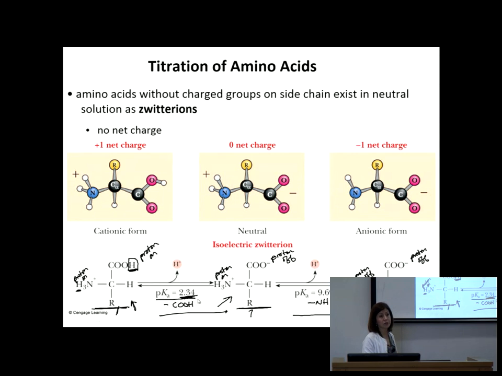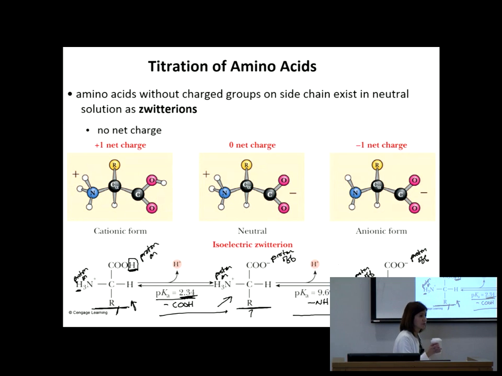So that's what I'm going to do to you on the test. I'm going to give you pKa's. I'm going to give you an amino acid. And actually, I'm only going to give you what the side chain is of an amino acid, and I'll ask you to draw the predominant forms at the different pHs.